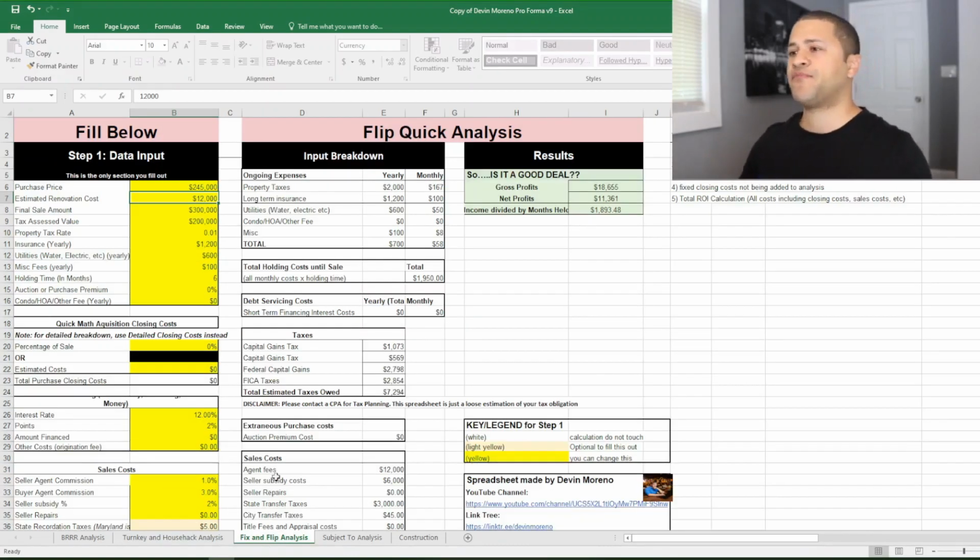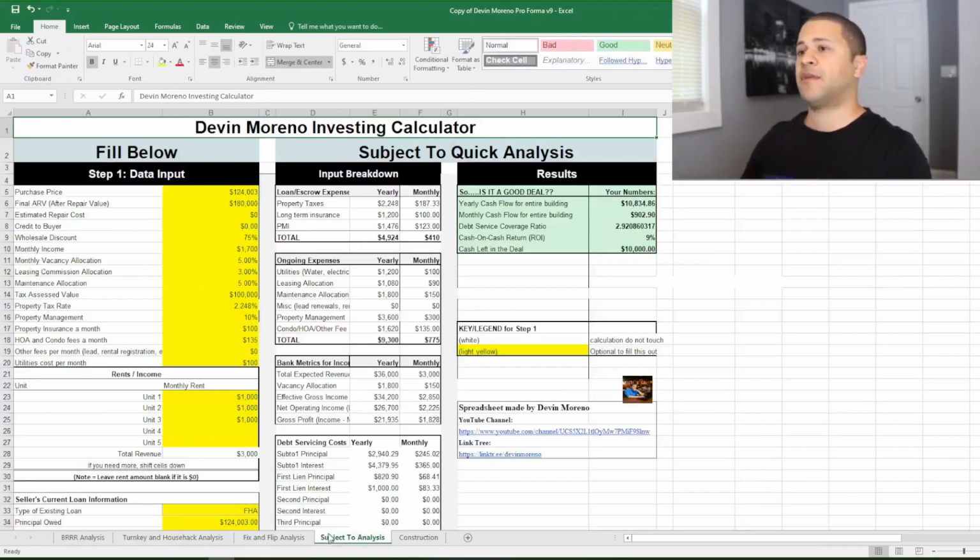The next one is going to be fix and flip. This is where you buy the property and you're renovating it with the intent to sell it. Very specifically, the calculations on that are going to be all different. And obviously, subject to is when you buy the property, but you don't actually take out your own loan. Instead, you assume the existing loan on the house.